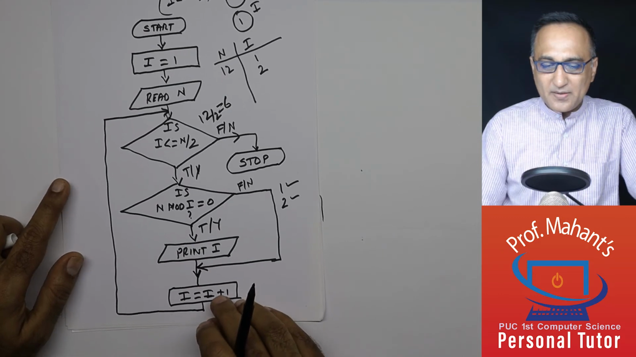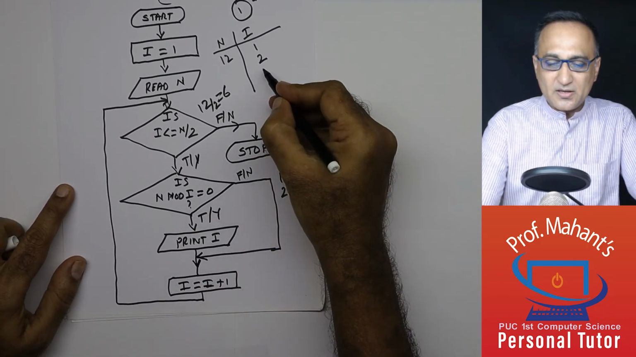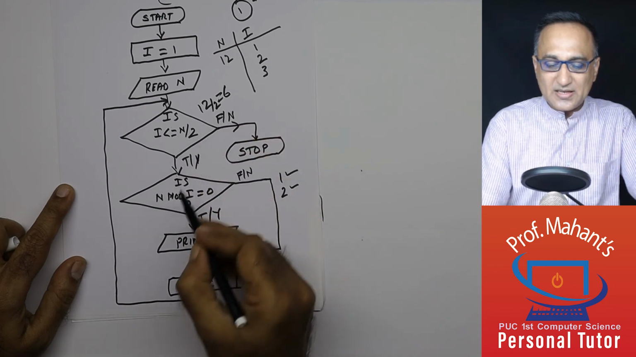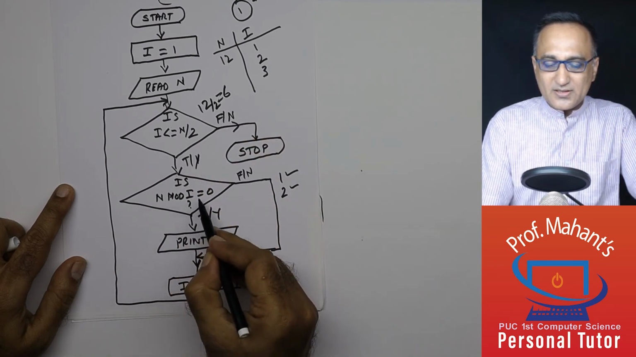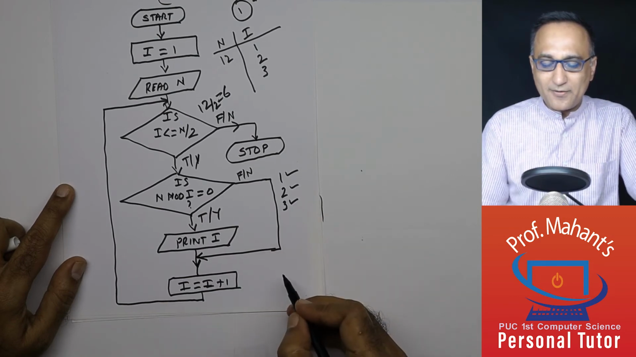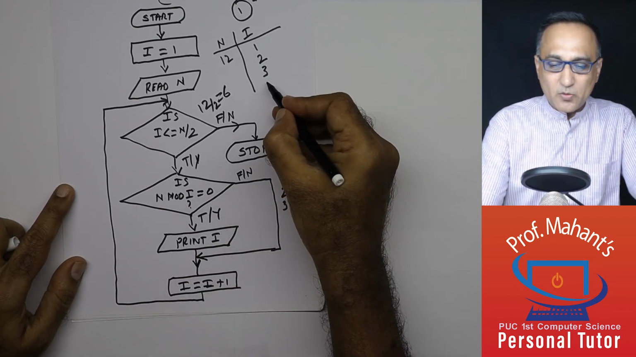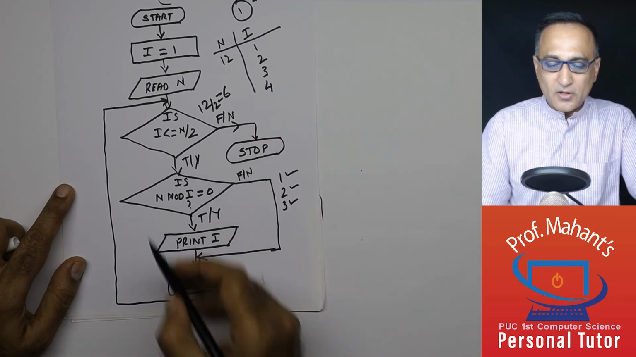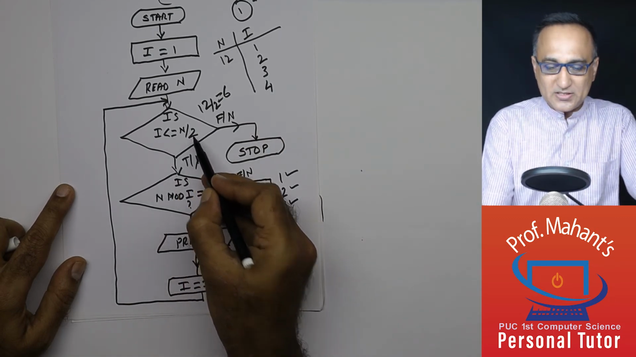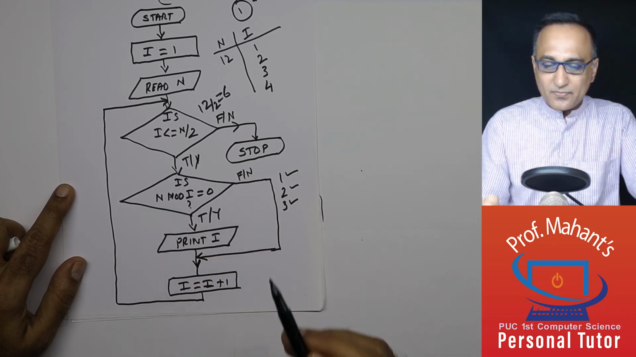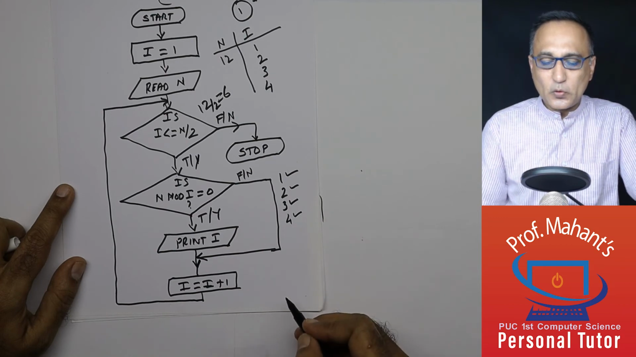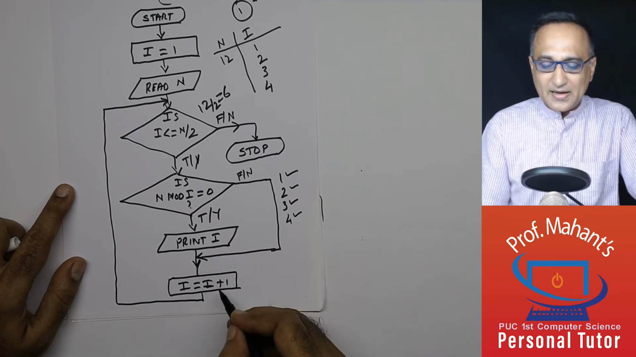i ends up becoming 3. 3 is still less than or equal to 6. 12 mod 3 is equal to 0, true. So 3 is also a factor of 12. Then I am increasing i by 1 more. i becomes 4. 4 is less than or equal to 12 by 2, yes. 12 mod 4 is 0, true. So 4 is also a factor of 12. I'm printing that. I increase i by 1.